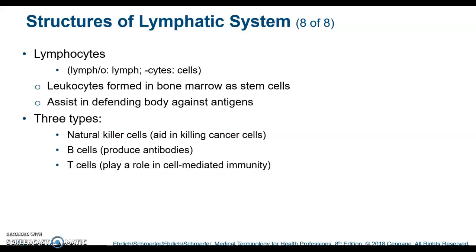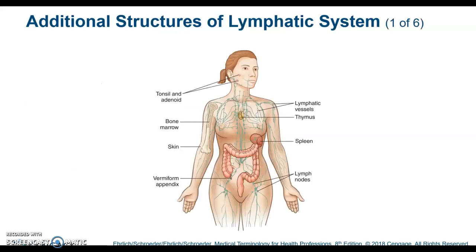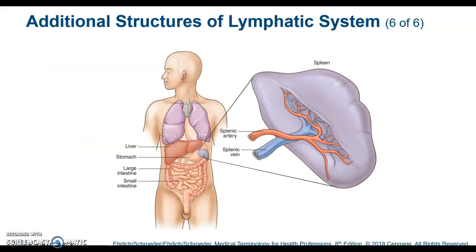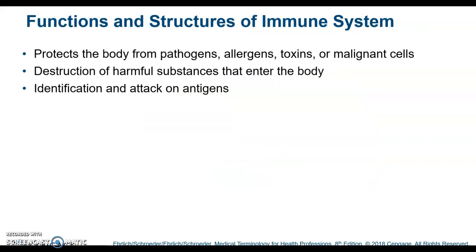And then lastly, lymphocytes. Those components assist with destroying or removing pathogens, which are items that cause disease, so bacteria or viruses. Those lymphatic components assist the immune system. So that's why this particular chapter covers both the lymphatic system and the immune system.